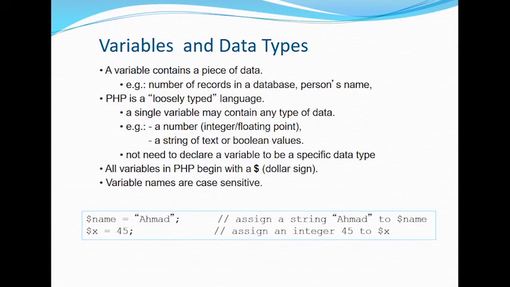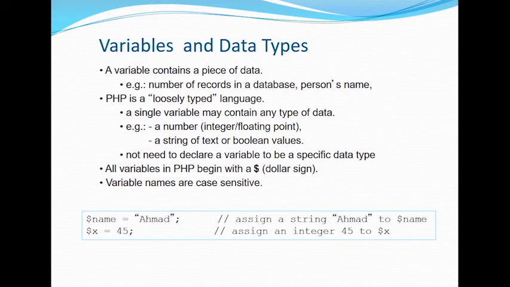A variable in PHP is an item that contains a piece of data, and a variable in PHP can keep a lot of data such as the name of a person, matric number of a student, record of a customer, and many more. So PHP is considered a loosely typed language, meaning that if you declare a variable, then that variable can contain any type of data.